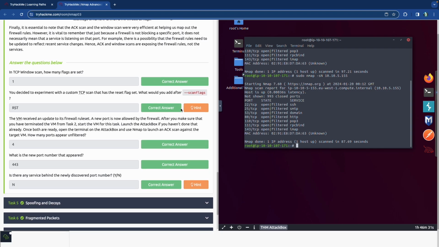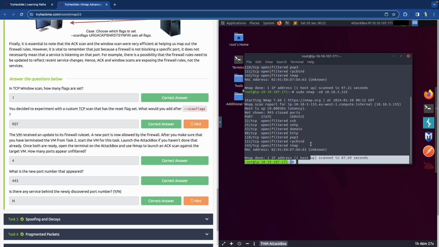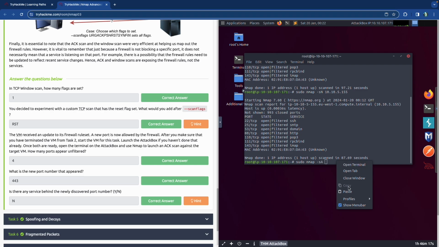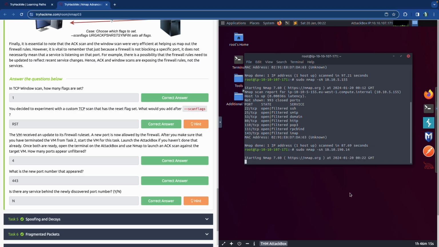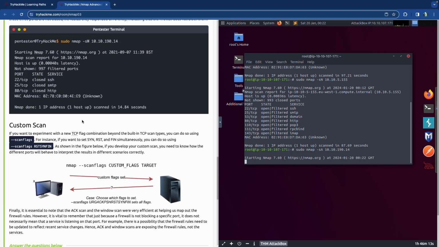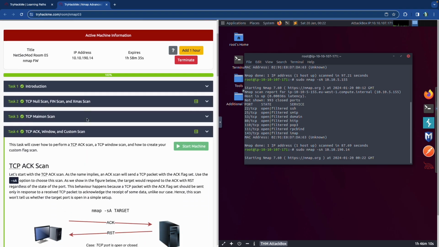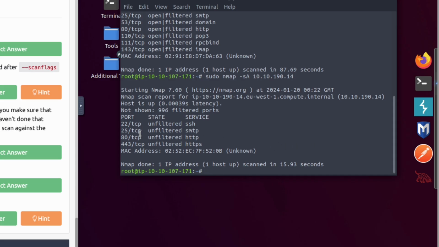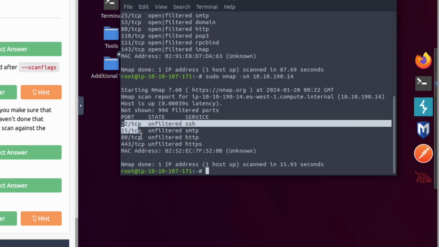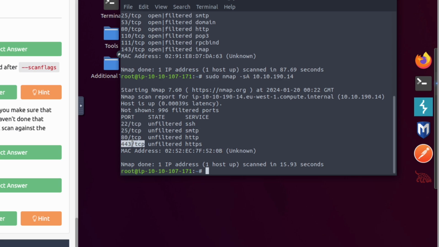And so what are we doing? First, we're going to do the ACK scan. So it's going to be -sA as the option. So it's going to be sudo nmap -sA, and then we're going to paste the IP, enter, and let's see what that does for us. All right, so as expected, there are 4 open ports. There's one that did not show on their scan, which is 443.